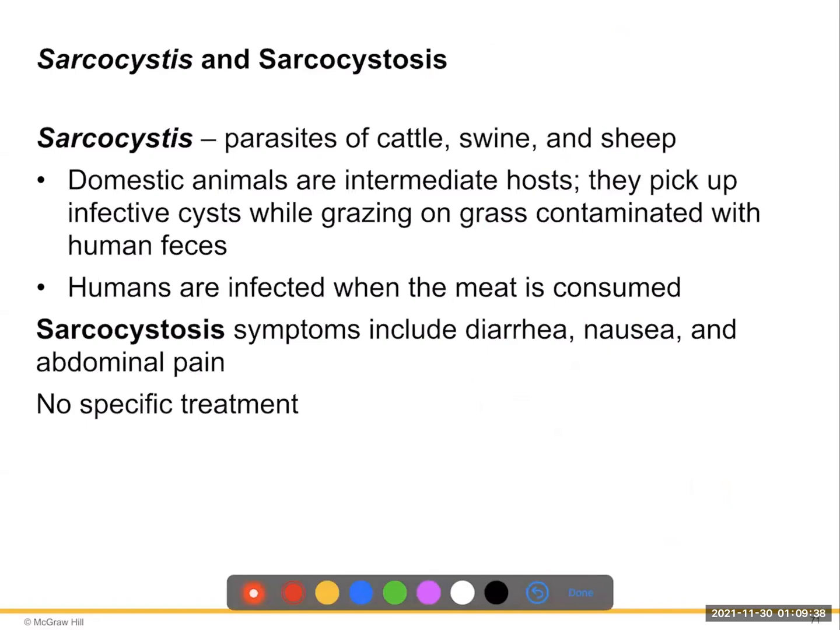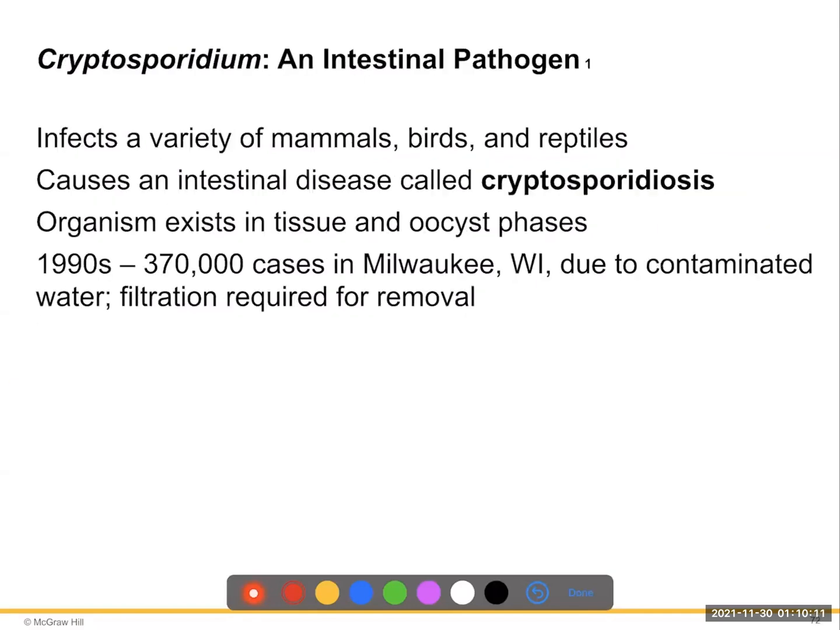Sarcocystis is a parasite of cattle, pigs, and sheep. Domestic animals are intermediate hosts. They pick up the infective cyst while grazing on grass that's contaminated with human feces. Humans are infected when you consume the meat of an animal that has been contaminated by human feces with the infective cyst. Sarcocystosis symptoms include diarrhea, nausea, and abdominal pain. There's no specific treatment for it.